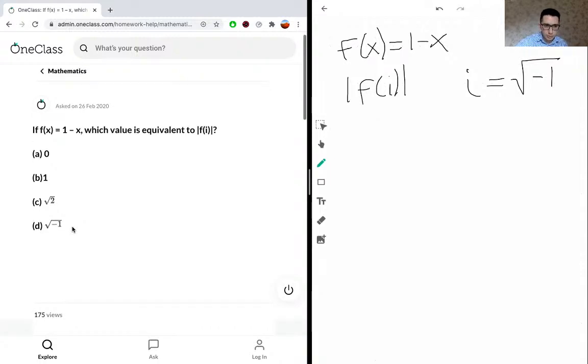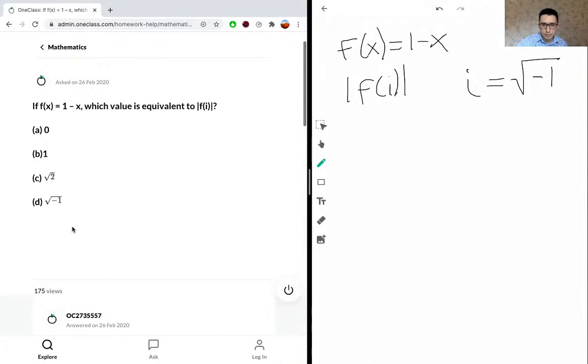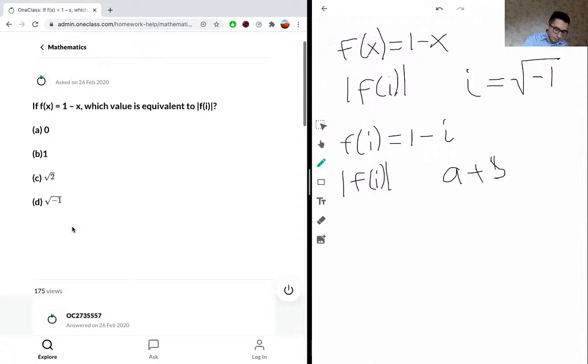So using this, we can substitute i into the function. So we have f of i is equal to 1 minus i. This is what f at i is, and now we need to evaluate the magnitude of this, 1 minus i. So we recall that a plus b i, that's an ugly b, so b i.